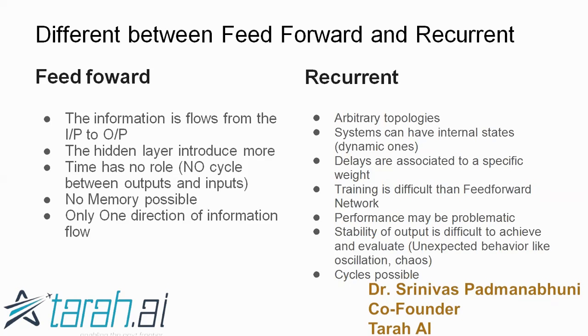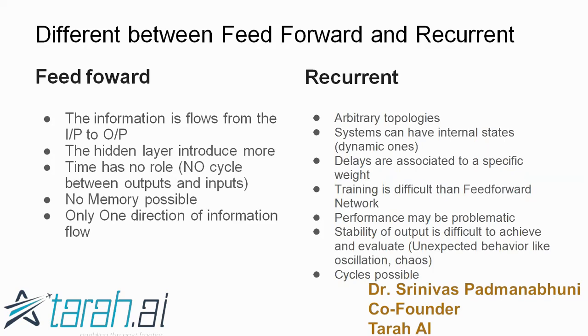So in terms of sequential modeling, feed-forward networks are not able to capture the information because there's only one direction of information flow. That is what is handled by recurrent networks, which have arbitrary topologies. Systems can have internal states. There can be delays associated with a specific weight. Then we should also understand that cycles are possible here.